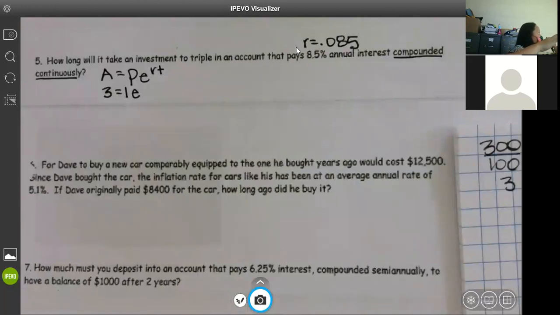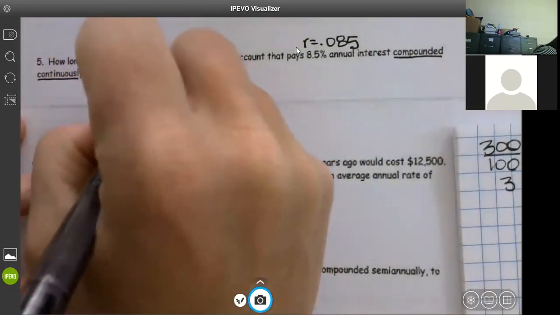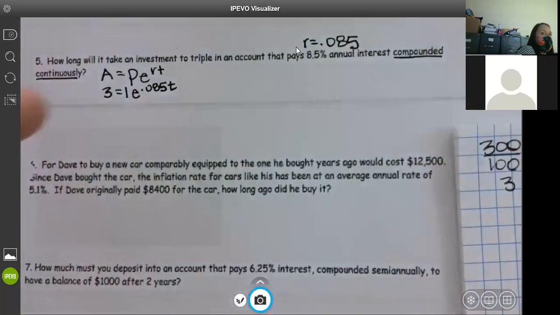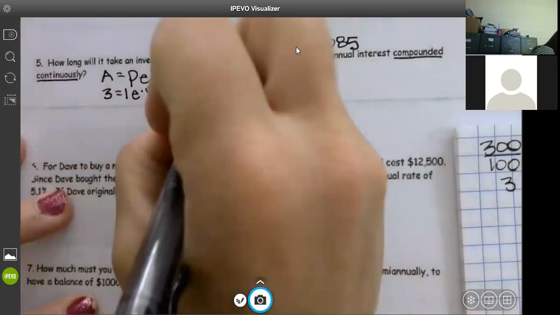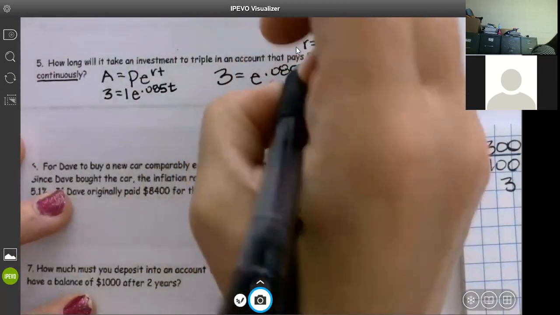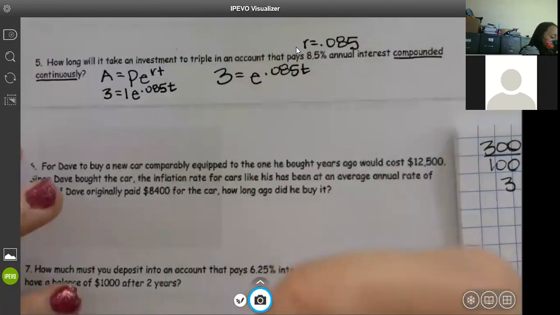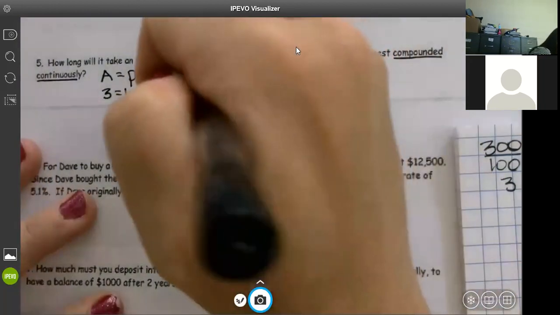Has everybody got that? So I don't have to have a value. If you want to make values, make them. I made 100 and 300, right? It'll come out to be the same thing. If it feels better to you to make a value, then come up with your own values, okay? So then our rate was 0.085, and we want to know how long. That 1 didn't matter in the scheme of things. So we have 3 equals e to the 0.085 t. To get rid of that e, you do what? You already told me. ln both sides.